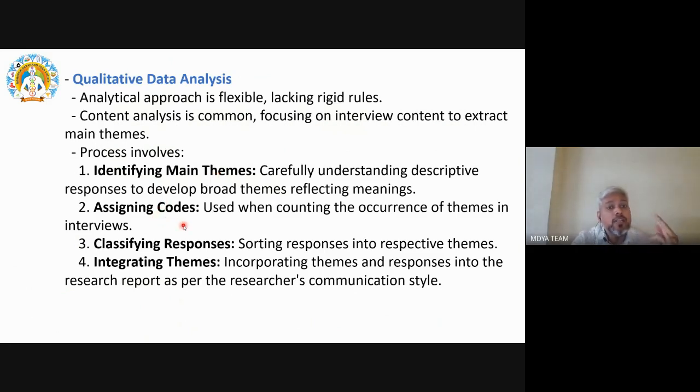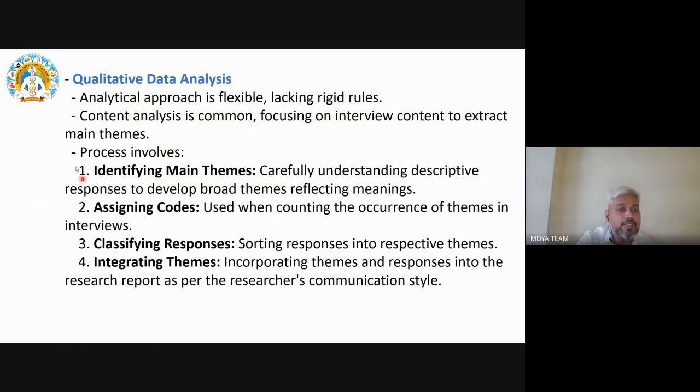What will you do then? You give a code for them. You assign a code to that theme, used when counting the occurrence of the themes in interviews, meaning how many times that theme occurred. Now classifying responses, sorting responses into respective themes, right? When you collected responses, you assigned codes. Now you classify the responses of the responders. Integrating themes, incorporating themes and responses into the research report as per the researcher's communication style.